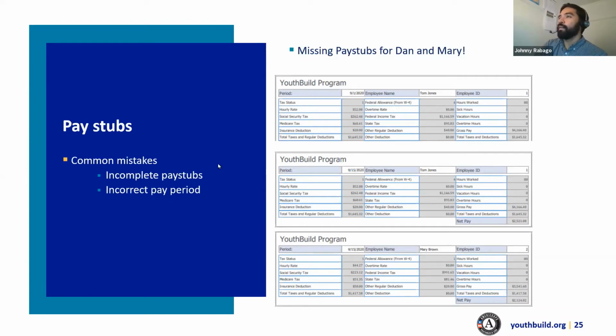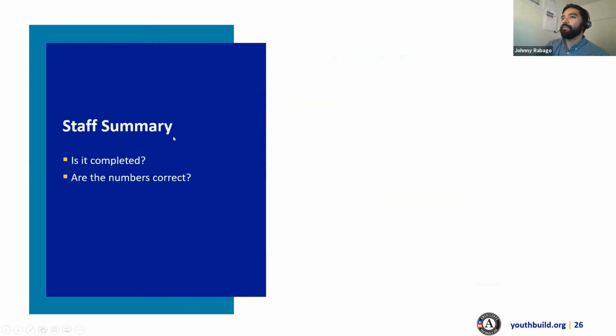Thank you, everyone. I'm gonna move on to the next section. Staff summary, okay. This is a big one. So in the chat box, please type in your answers. Anything wrong with the staff summary? So we talked about missing documentation. We're missing timesheets. We're missing pay stubs. And remember, that feeds into the staff summary.